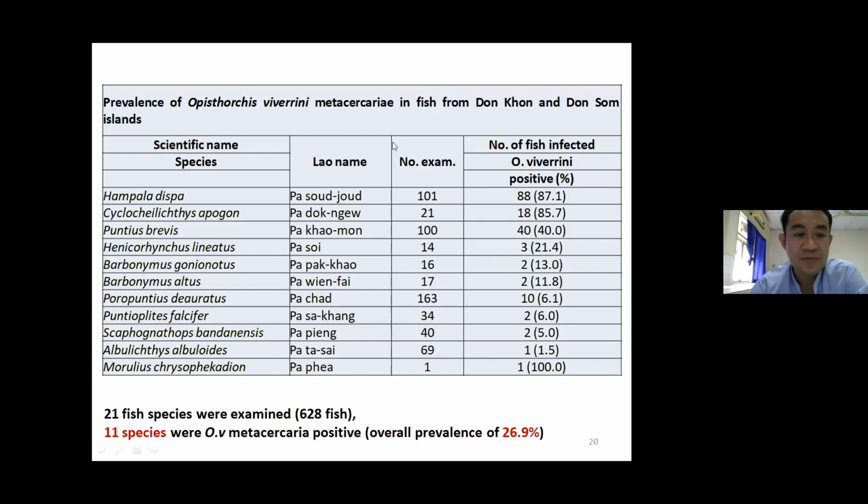This is the fish that we collected and examined. Around 600 fish were examined, from 21 species. Among the 21 species, we found infection in only 11.